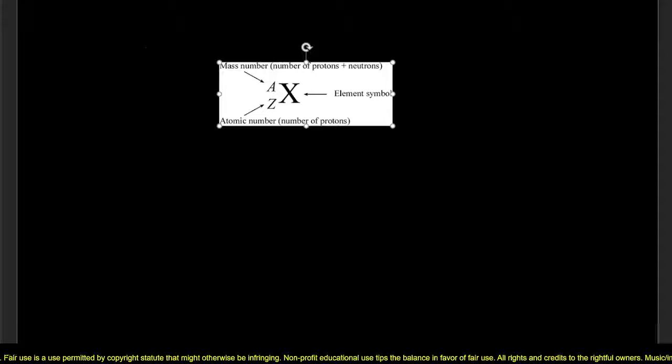Hi guys, in this video I'll be talking about mass number, atomic number, and element notation. On the screen we see letters A, Z, and X, where A refers to the mass number and Z refers to the atomic number.